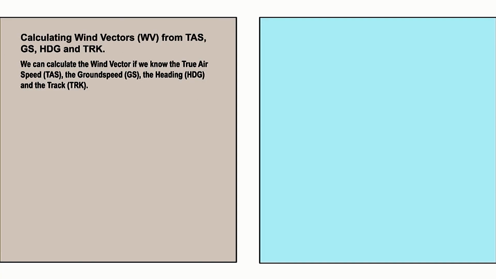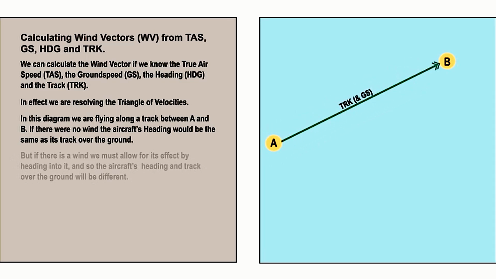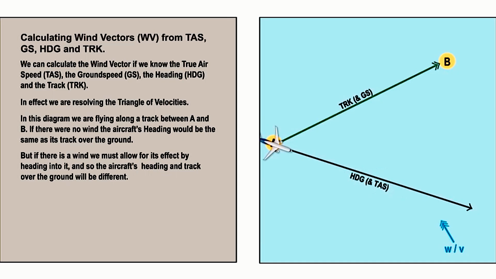We can calculate the wind vector if we know the true airspeed, the ground speed, the heading and the track. In effect, we are resolving the triangle of velocities. In this diagram, we are flying along a track between A and B. If there were no wind, the aircraft's heading would be the same as its track over the ground. But if there is a wind, we must allow for its effect by heading into it, and so the aircraft's heading and track over the ground will be different.